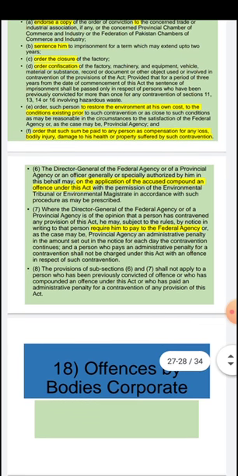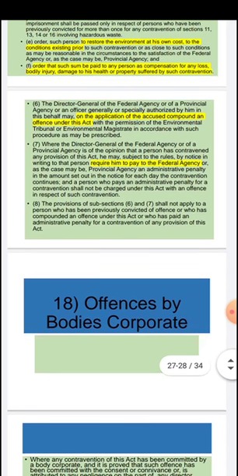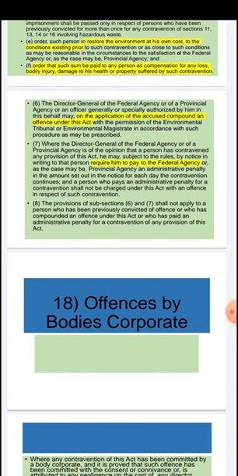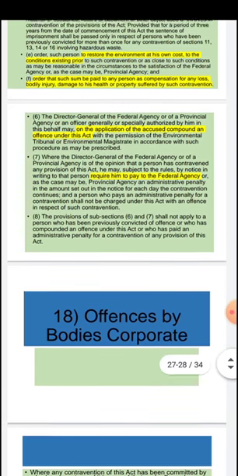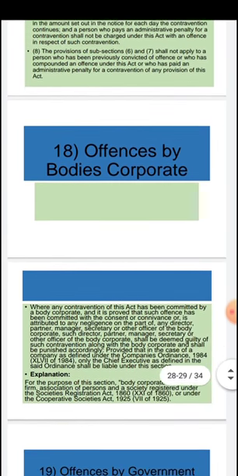You can go through these things on your own. Again, I think it's about the application of the accused compound. Subsection 6 is about the Director General of the federal agency or of a provincial agency, or an officer generally or specially authorized by him in this behalf, who may, on the application of the accused, compound an offence under this act, with the permission of the environmental tribunal or environmental magistrate, in accordance with such procedures as may be prescribed.